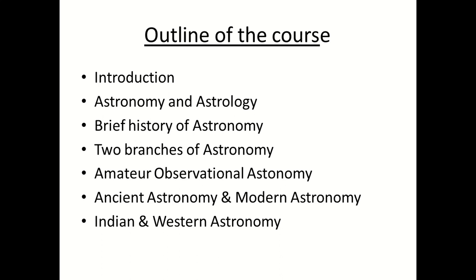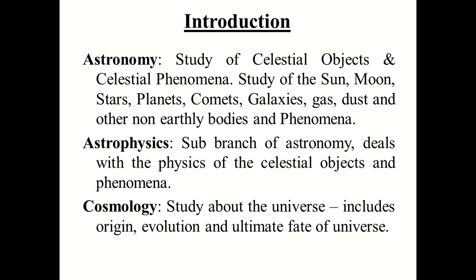As an introduction, we have to discuss what astronomy actually is. All of you know astronomy is the study of celestial objects and celestial phenomena. That means it is the study of the sun, moon, stars, planets, comets, galaxies, gas, dust and other non-earthly bodies and phenomena. The celestial object means the object appearing on the celestial sphere.